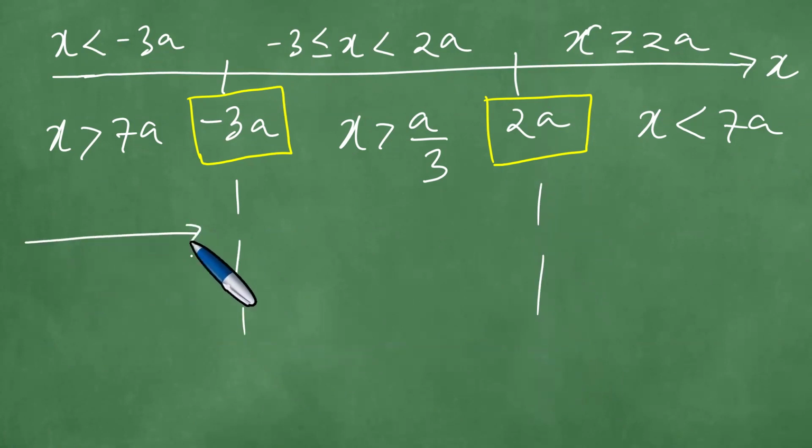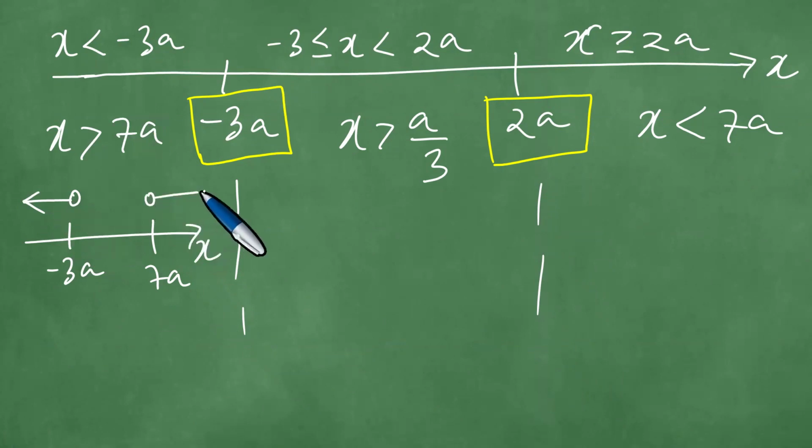Now, we plot minus 3a and we plot 7a. x less than minus 3a, x bigger than 7a. We realize that there is no overlap. We're looking at where these particular parts of the number line overlap, so there is no overlap, and hence we can see that there is no solution.